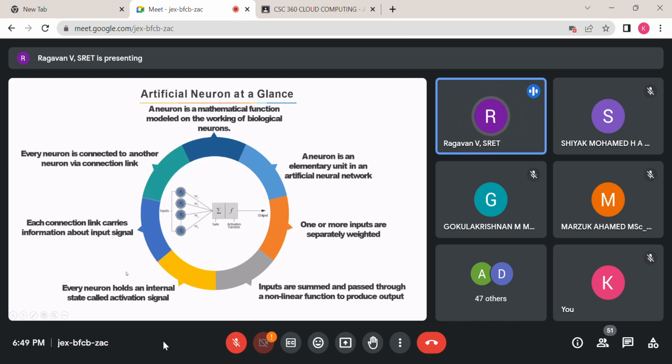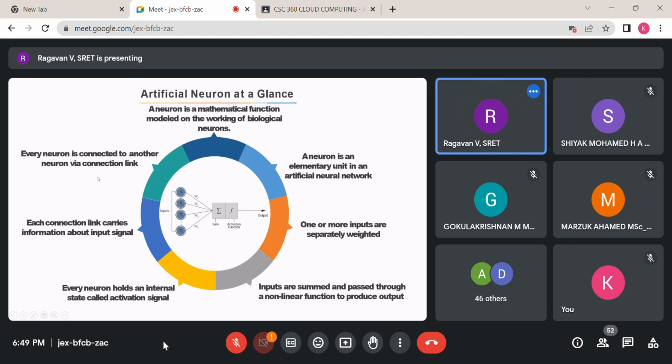Every neuron holds an internal state called activation signal. So this is not an entire architecture. This is inside the neuron. Just understand this is inside the neuron. For your understanding, I have elaborated. Every neuron holds an internal state called activation signal. Each connection link carries information about input signals.